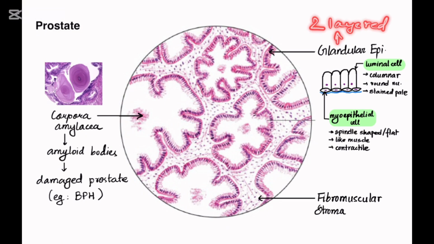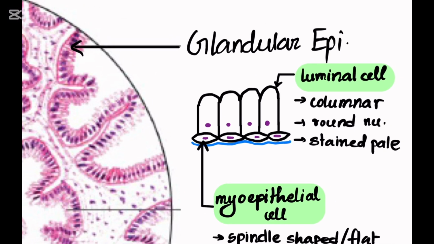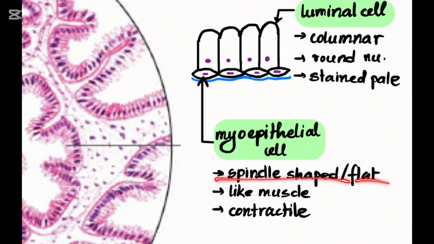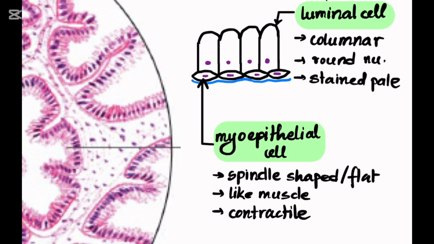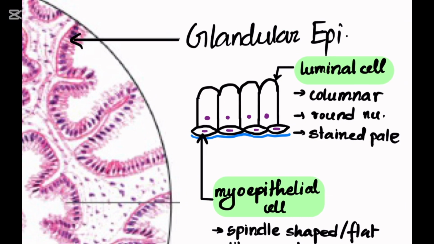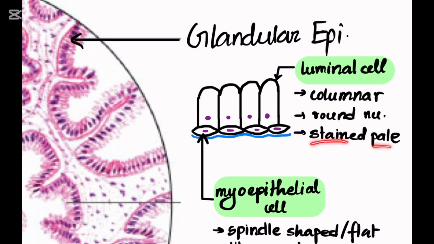Let's look at the two layers. There's a layer of luminal cells facing the lumen, and then there's a layer of basal cells. The basal cells that are in contact with the basement membrane are also called myoepithelial cells. They are spindle shaped or flat. They are called myoepithelial cells because they are like muscles, that is, they possess the ability to contract. On the other hand, the luminal cells facing the lumen of the acini are columnar with a round nucleus, and the cytoplasm is stained pale.